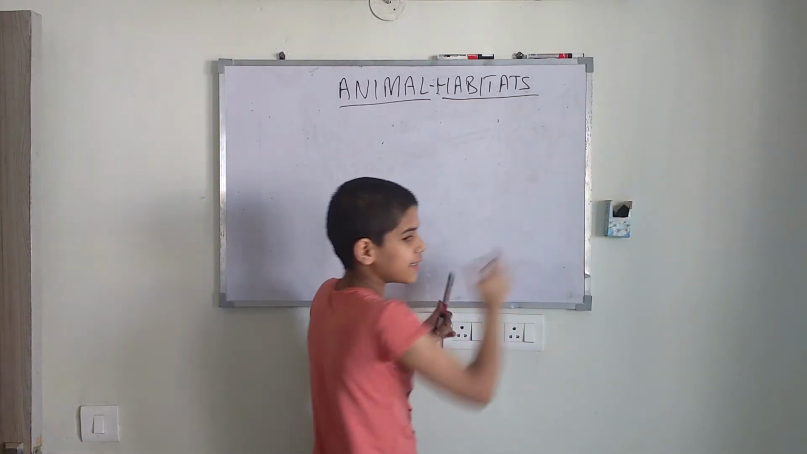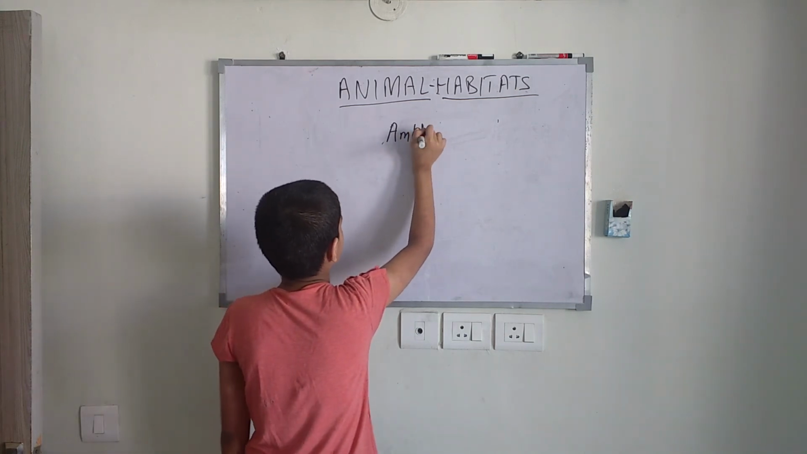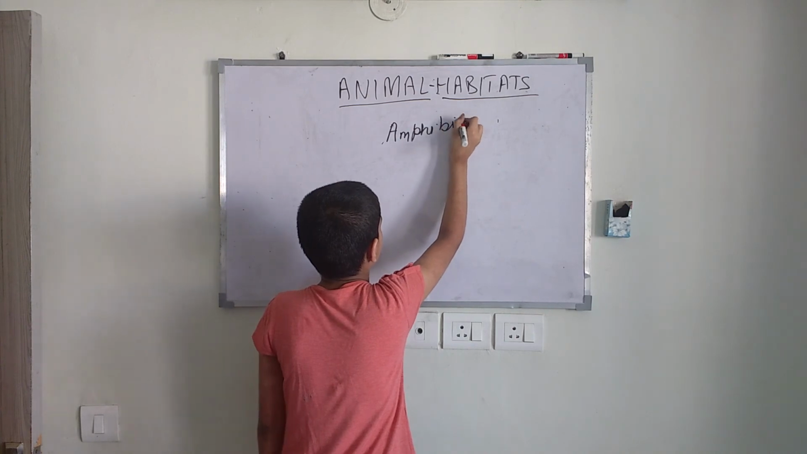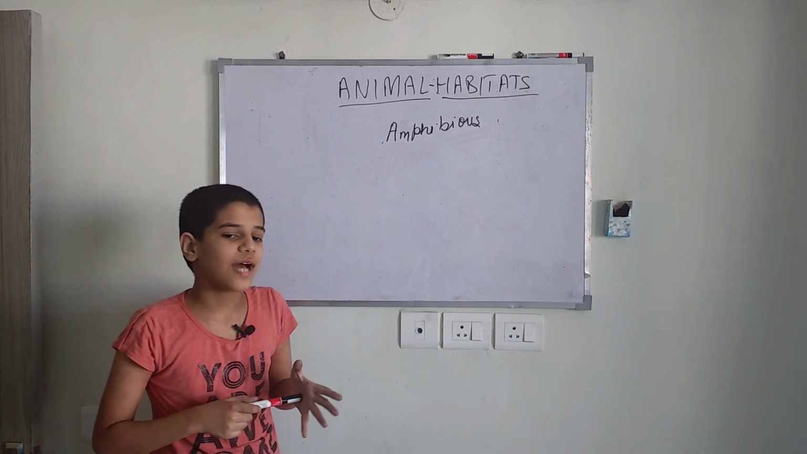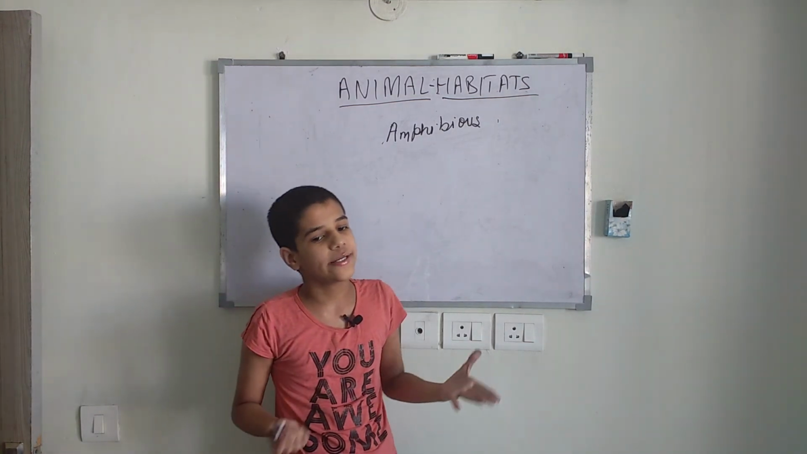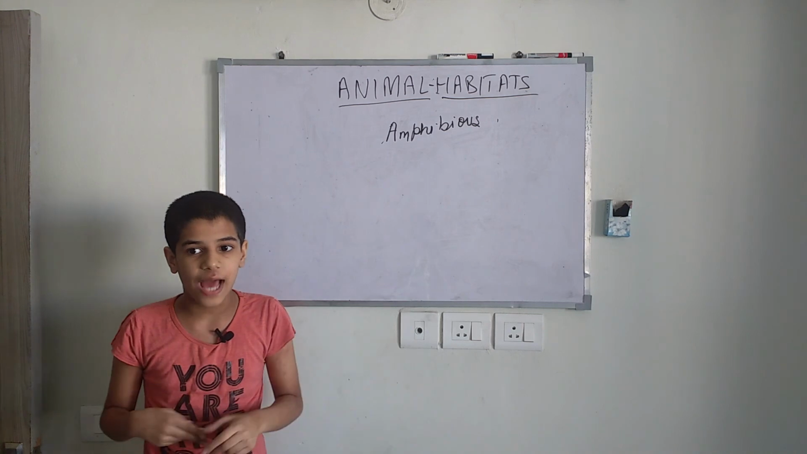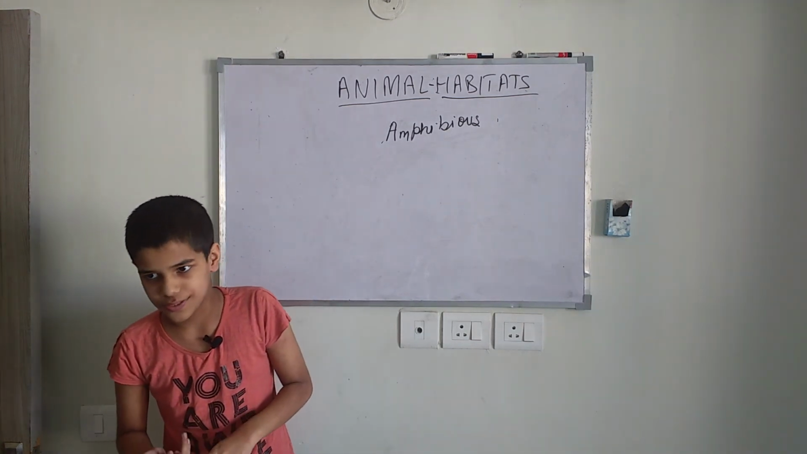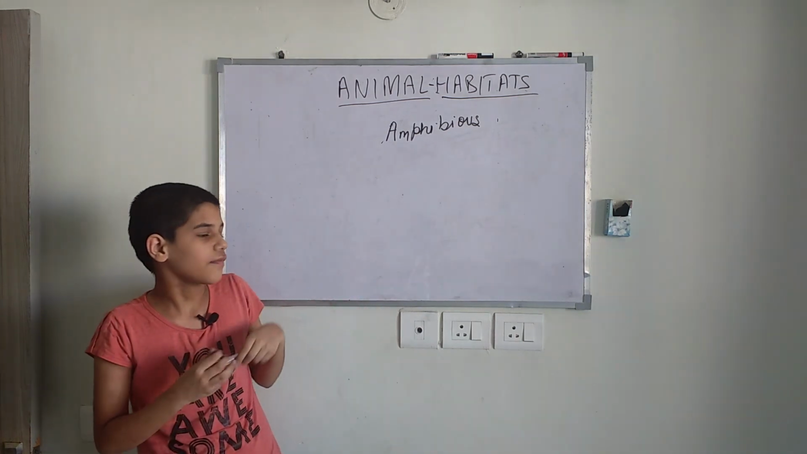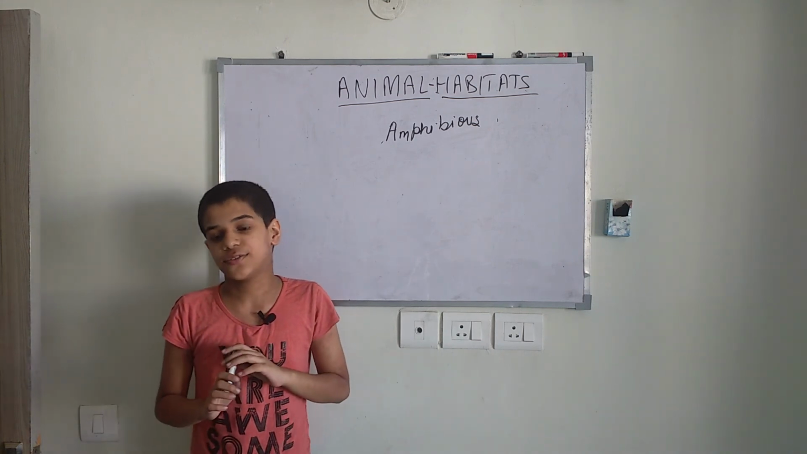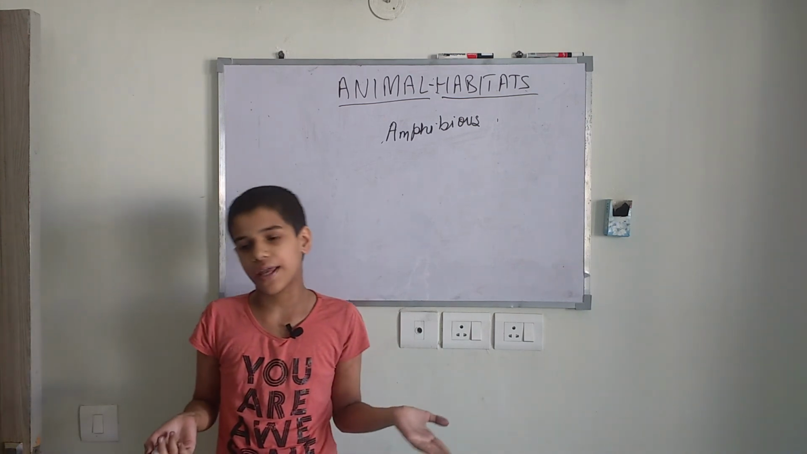Now next comes amphibious animals. Amphibious animals are the animals which live both on land and in water. Now they have adaptations for that also. Examples of amphibious animals are? Frog. Yes, toad also. Many reptiles also. But not all reptiles. Now they have lungs and moist skin so that they can breathe in the water also. And we will learn about all the adaptations of every animal a little later.